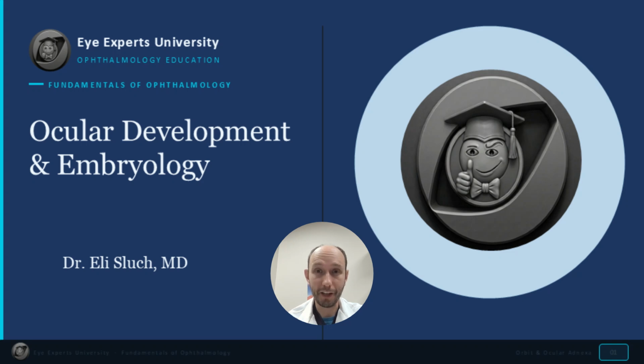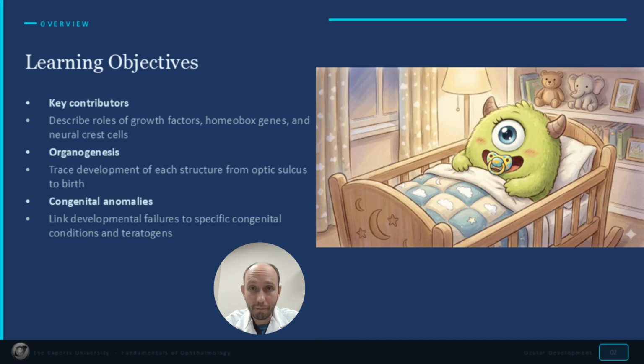I'm Dr. Eli Sluch, and today we'll be talking about how baby eyes are made. In this topic, we're going to talk about the proteins, growth factors, and homeobox genes, and how they direct the neural crest cells and other embryological structures into forming the eye shape. We'll discuss how those shapes actually form, and then we'll see what happens when those things go awry.